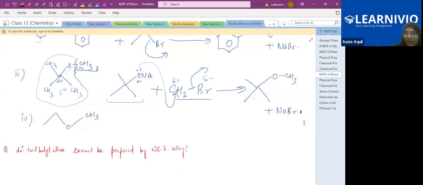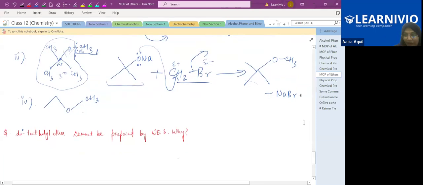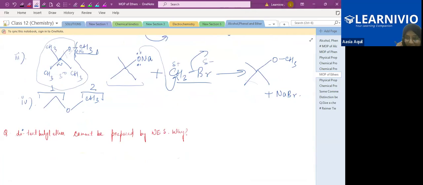Yeah, so again it's an unsymmetrical type of ether, right? So this is the first group. Suppose this is the second group. First group and second group. Now the question is, do we use the second group to make the alkyl halide, or the first? Whenever this type of question comes, just choose the smaller number of carbons to make the alkyl halide.